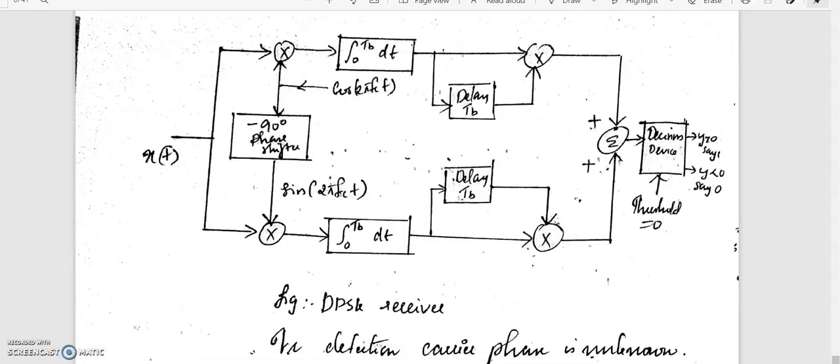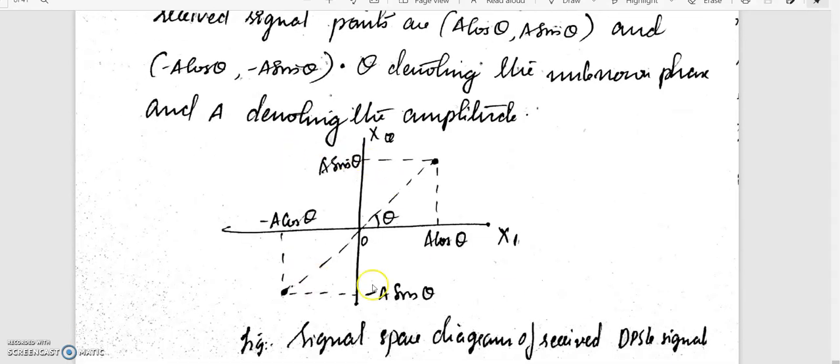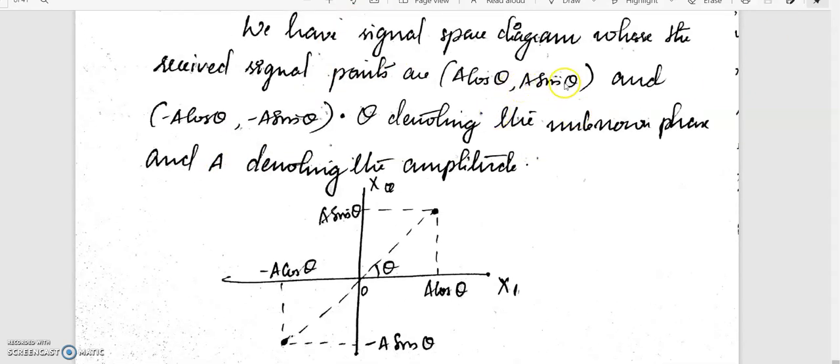Now when you go to the receiver side, the receiver will check the received signal. Consider this is my received signal, having an amplitude A. A represents the amplitude, and the received signal points are A cos theta, A sin theta. We just represent this in a signal space diagram.